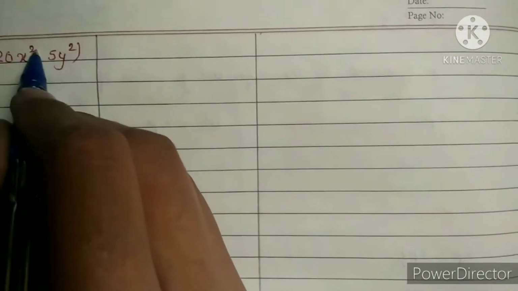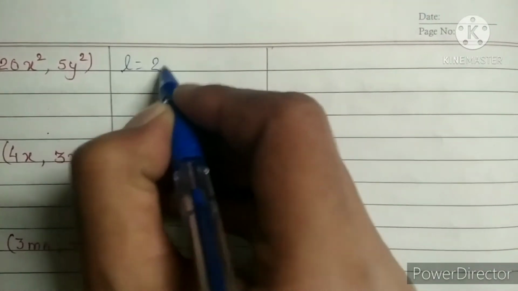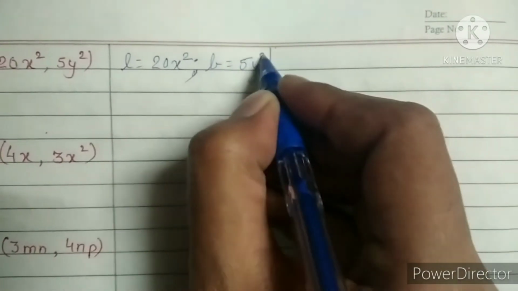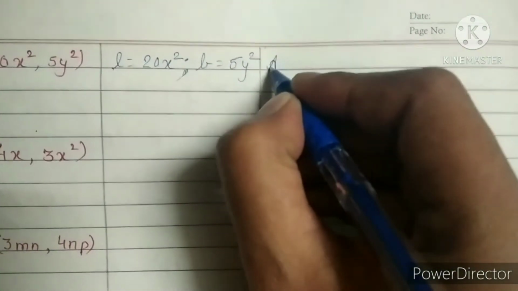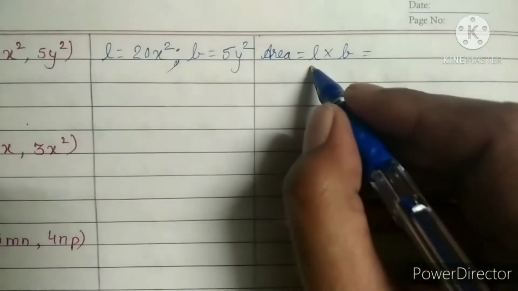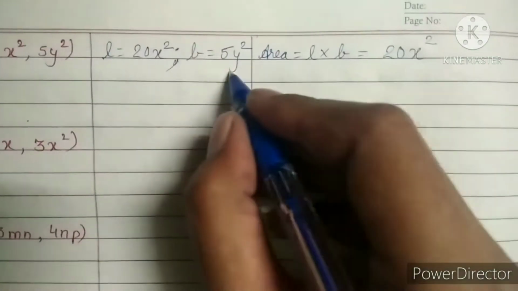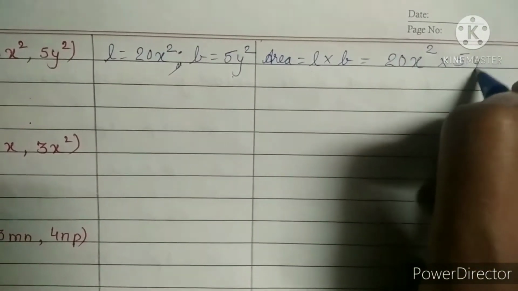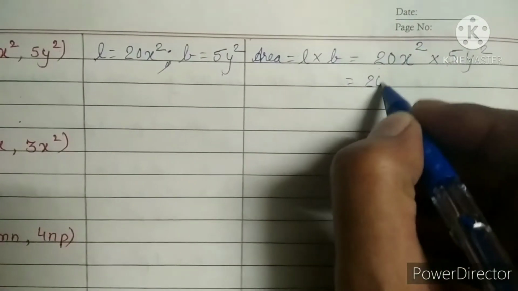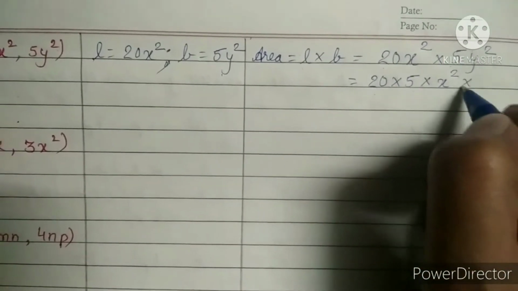Next, 20x square and 5y square. So 20x square is the length and the breadth will be 5y square. The area of a rectangle is length into breadth. So in the place of length, what do we put? 20x square. And in the place of breadth, what do we put? 5y square. So the numerical coefficients will multiply each other, 20 into 5, and the remaining variables will multiply at the last.